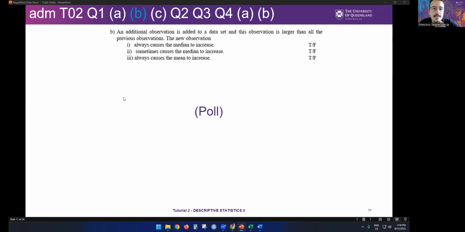So I'll read again. An additional observation is added to the data set, and this observation is larger than all the previous observations. The new observation always causes the median to increase, sometimes causes the median to increase, and always causes the mean to increase. Very good. We have 25 answers already. I think that's it. I will close the poll and share the results with you.